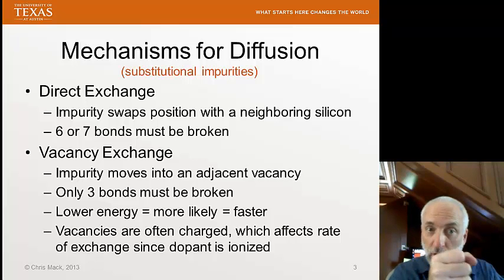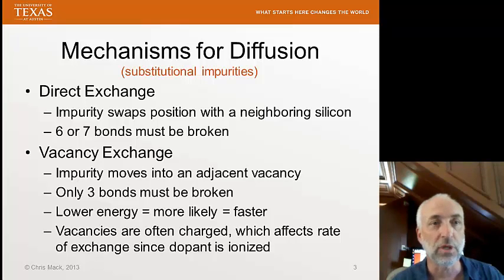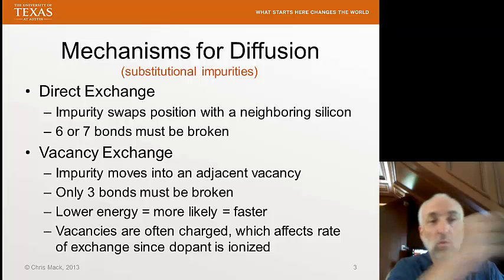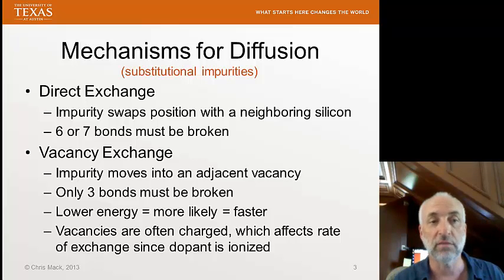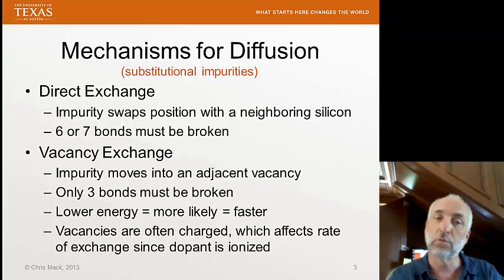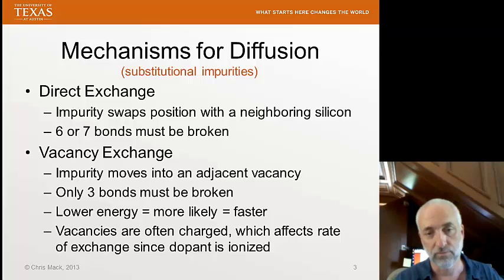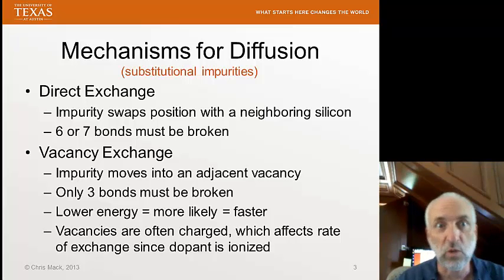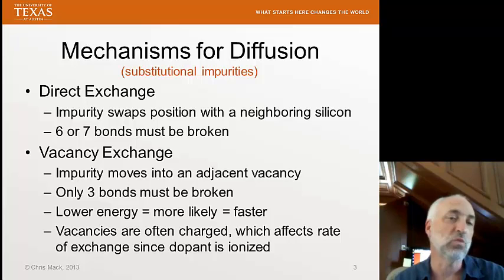Now, if I've got a charged dopant atom next to a charged vacancy, will that affect the probability of a vacancy exchange? Well, sure. If they're the opposite charge, it's much more likely that the dopant atom will move into that vacant spot, pushing the vacancy off to the other side. If they're the same charge, then they repel each other, and it's much less likely that you'll get a vacancy exchange.